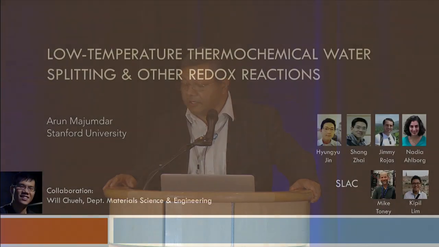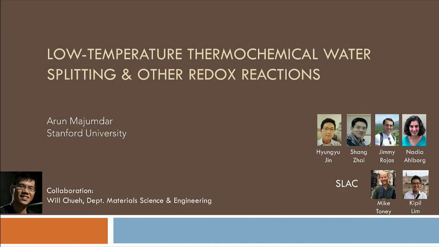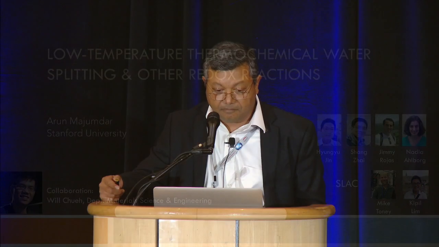So what I'm going to talk about is what we have started doing in a group, which is dramatically different from what we used to do for the last 25 years, especially most of it at Berkeley. And this is a collaboration with Will Chu, who you heard from in the morning, as well as Mike Tony, and these are the students. Hyung Yu was a postdoc in our group, Shang Zai, Jimmy Rojas, Nadi Alborg, and then Kipil Lim. And this is to look at hydrogen production.